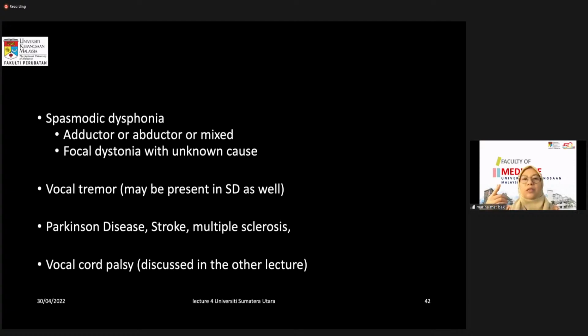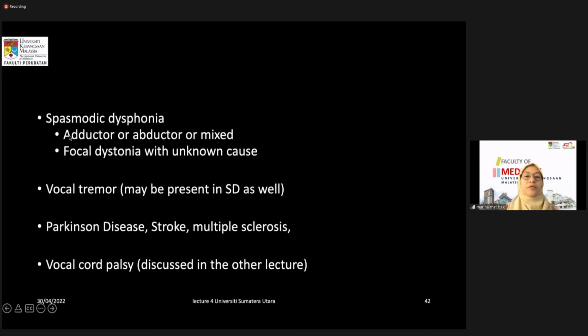As I have mentioned in the previous slide, in neurological voice disorder, what are the diagnoses categorized under this? Spasmodic dysphonia, vocal cord palsy, Parkinson, vocal tremor, myasthenia gravis, and so on. Vocal cord palsy I'm not going to cover in this lecture. Parkinson is not that common. Myasthenia gravis is not that common. For neurological voice disorder, other than unilateral vocal fold paralysis, spasmodic dysphonia is the common one.